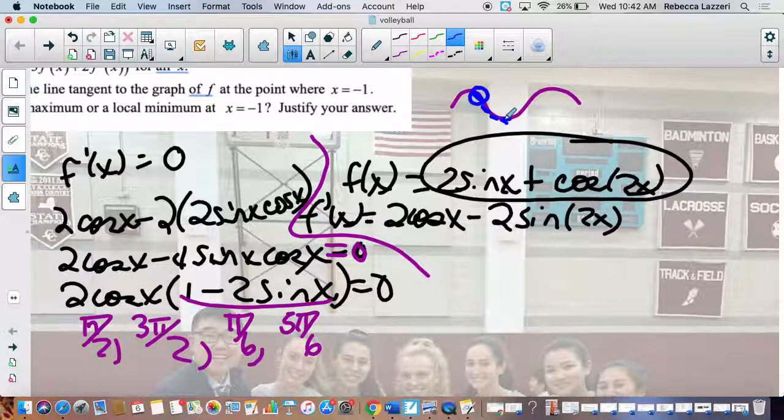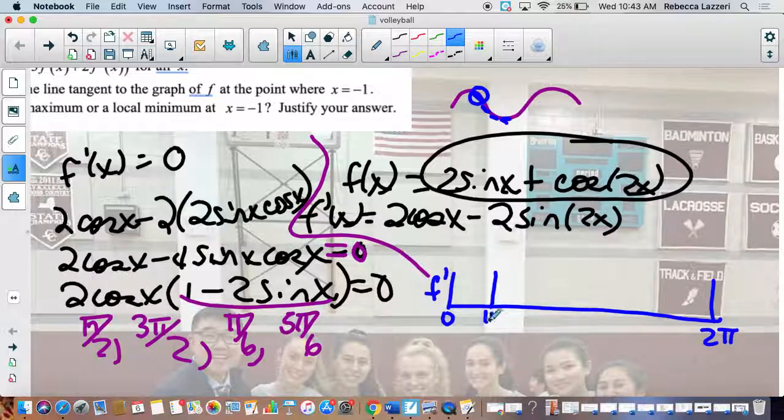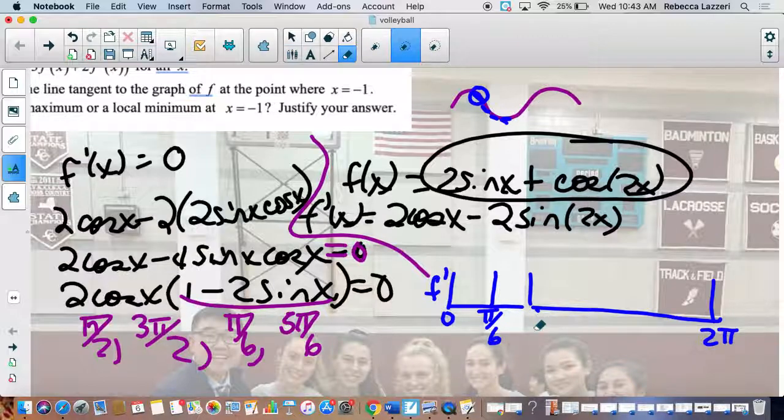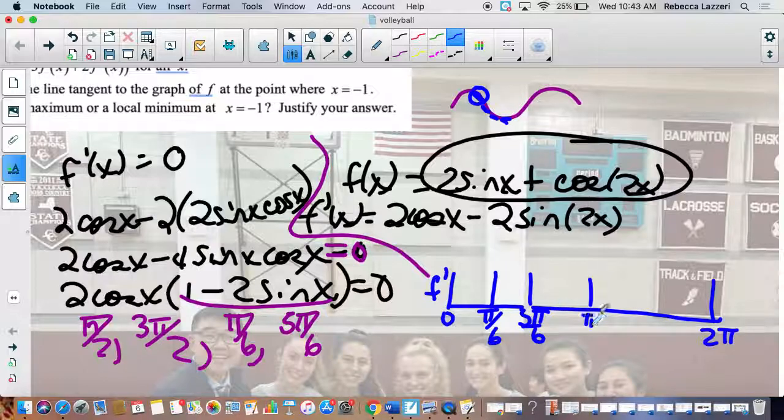Okay, so now I'm going to do a plus minus chart. So I'm going to do a first derivative chart from 0 to 2 pi. And I'm glad I'm going over this more slowly now. What's the first one that I come to is pi over 6. And then I come to pi over 2. No, 5 pi over 6 is next, isn't it? Yeah, 5 pi over 6 is in the second quadrant. And then pi over 2. And then 3 pi over 2.